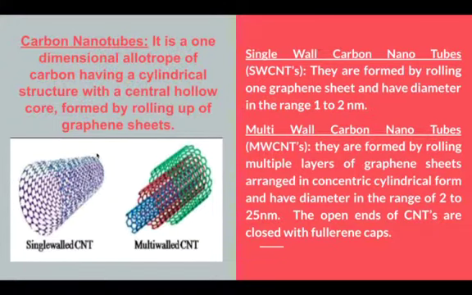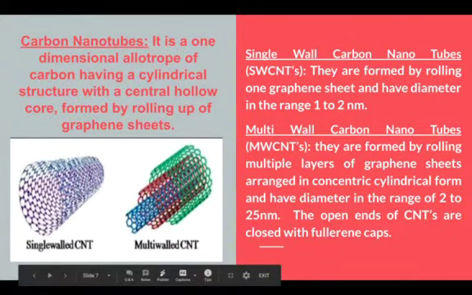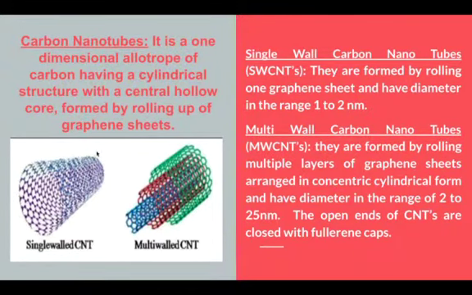And these open ends of the carbon nanotubes can be closed with Fullerene caps, because Fullerene is having a spherical structure. So when it is cut into two halves, you will get two hemispheres. It can be used for closing the hollow ends or the open ends. Okay, open ends can be closed with Fullerene caps.